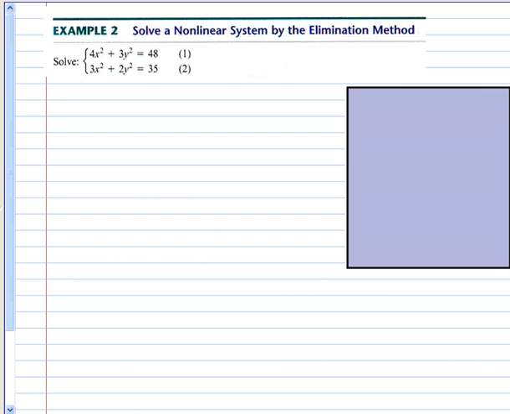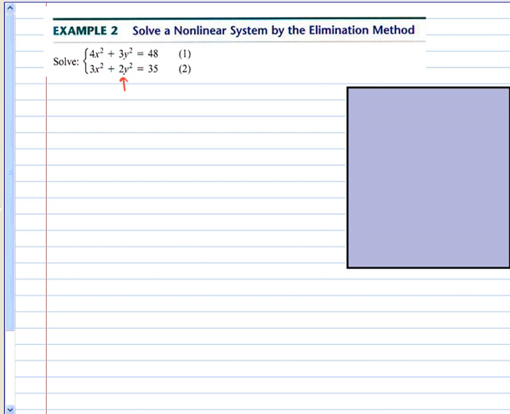Example 2, elimination method. Here I have a couple of squared terms, both x squared and y squared. So solving for an x or a y would not be the easiest way to approach this one. But I want to try to eliminate either my x or my y terms. It doesn't matter which one we decide to eliminate, but let's say we wanted to eliminate the y's.